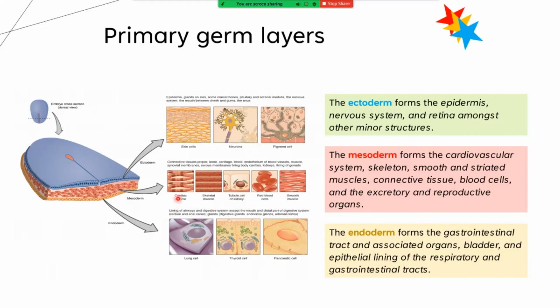The mesoderm forms the cardiovascular system, the skeletal system, the renal system, the red blood cells, and also the smooth muscles. While the endoderm forms the gastrointestinal tract, the respiratory tract, the bladder, and the organs that are related to the gastrointestinal tract.